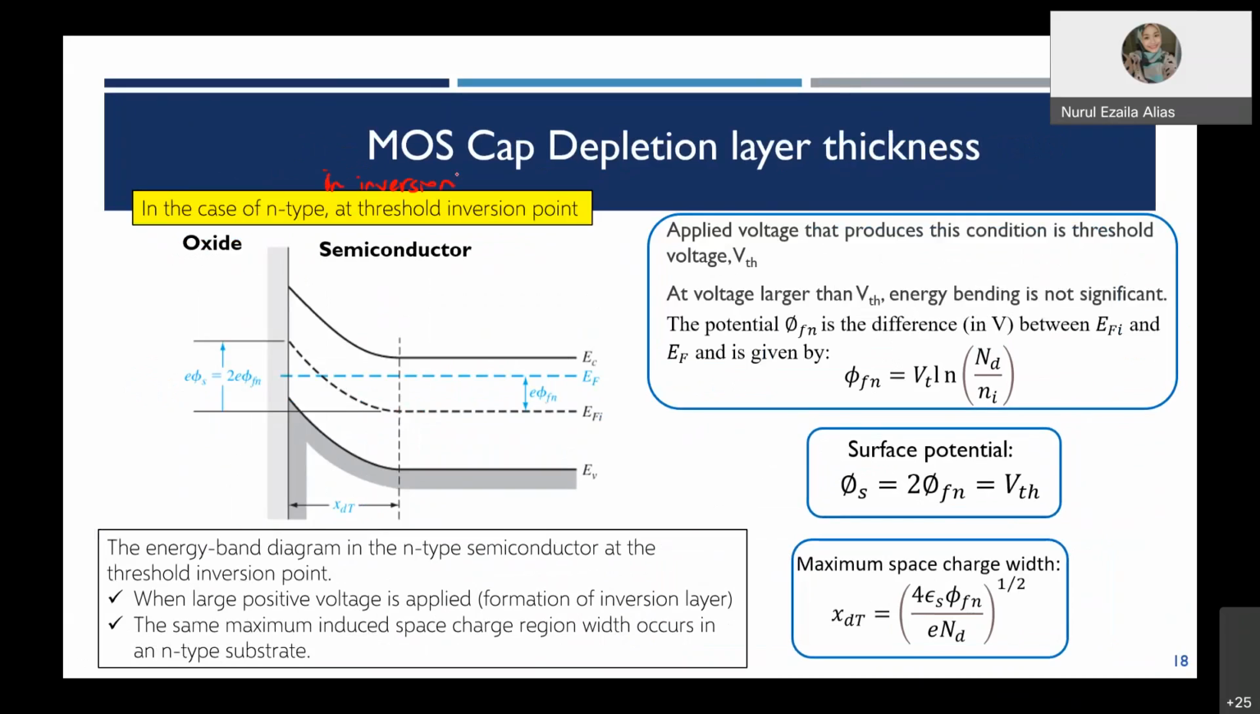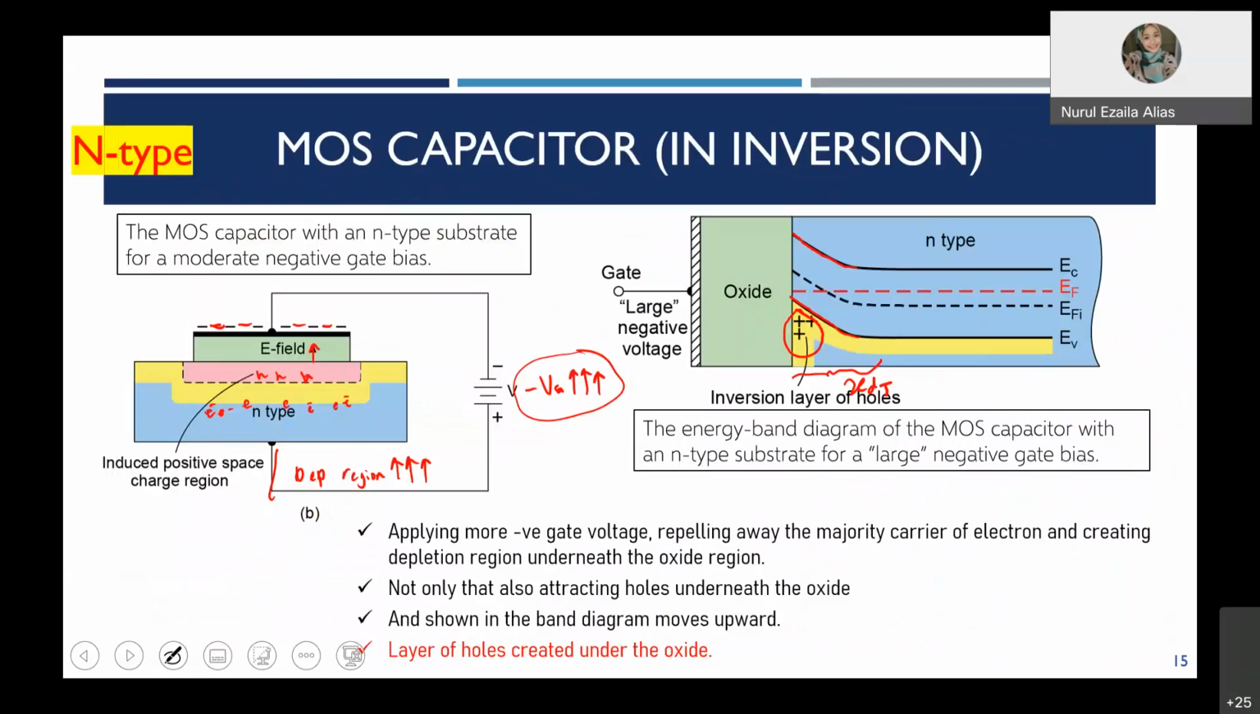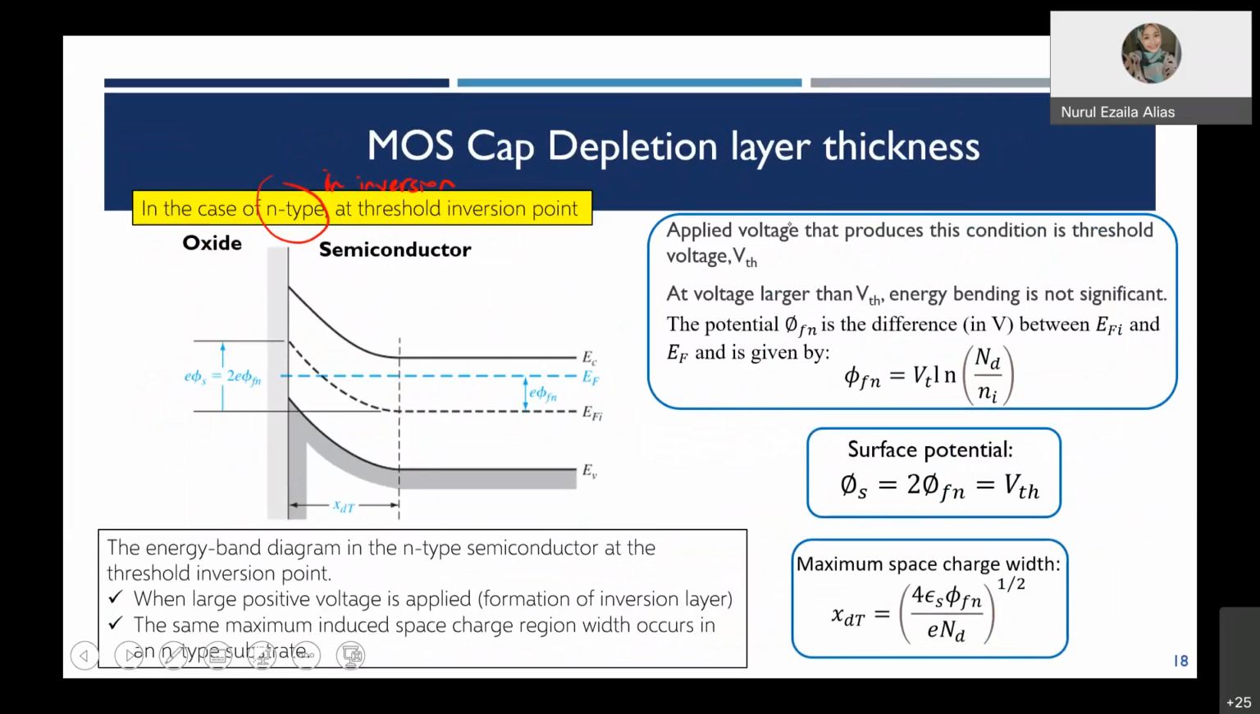For the n type in inversion, if you look at the previous slide, during inversion you apply negative gate voltage. So when you apply negative gate voltage, the majority carrier electrons from the n type will be repelled away, and it will create a larger inversion layer, or this induced space charge width will be larger. Due to this, the n-type semiconductor has minority carrier holes. So these minority carrier holes will be attracted a little bit to the surface and accumulated here. And that's why this bending will bend much more upward. Okay, right?